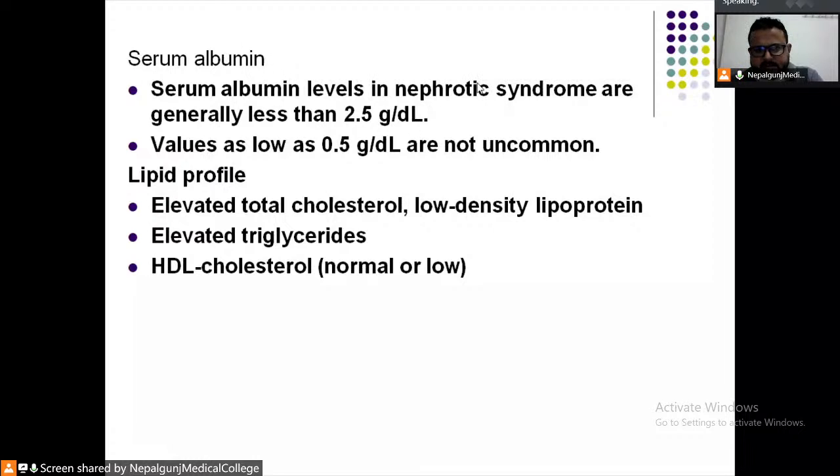Serum albumin is low in case of nephrotic syndrome. Because there is albuminuria, the level is very low. A value as low as 0.5 gram per dL is not uncommon. Lipid profile is elevated: the total cholesterol is elevated, LDL is elevated, TG is elevated, and HDL can be normal or low.